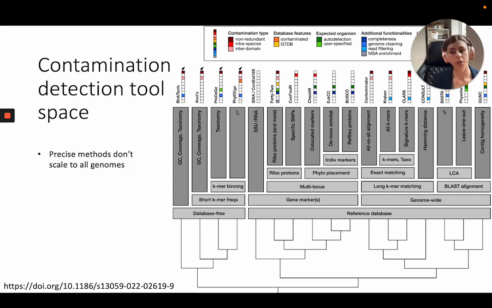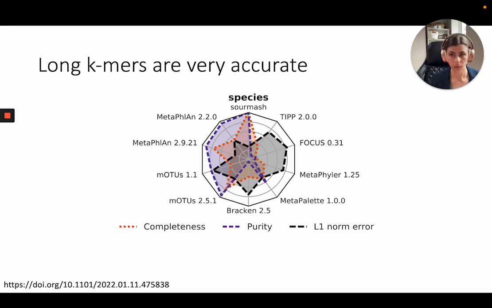And then similarly, precise methods don't scale to all of the genomes. So we have some tools that use long K-mer matching, but Contaminator, for example, uses all versus all alignment, and that doesn't scale very well. It needs to be redone every time that you have additional genomes if you would like to detect contamination. On the flip side, long K-mers are very accurate for giving you species level designation or even sometimes strain level designation of what genome you're dealing with.